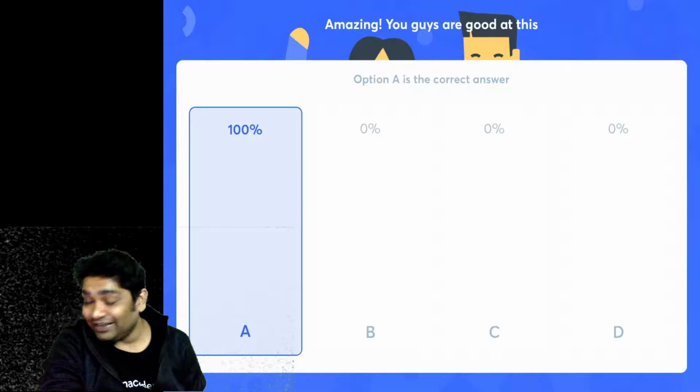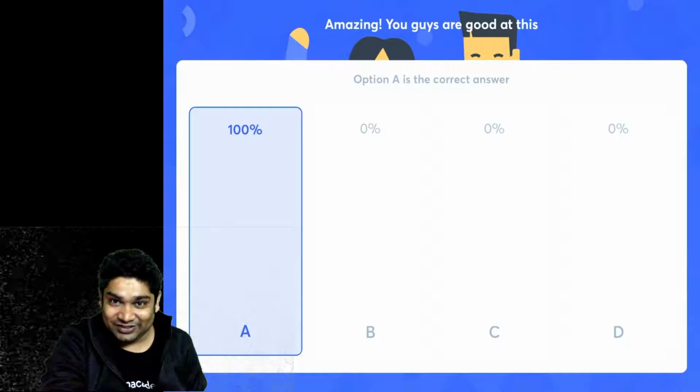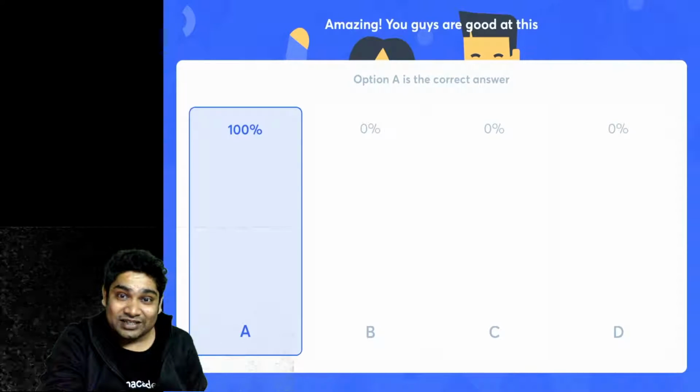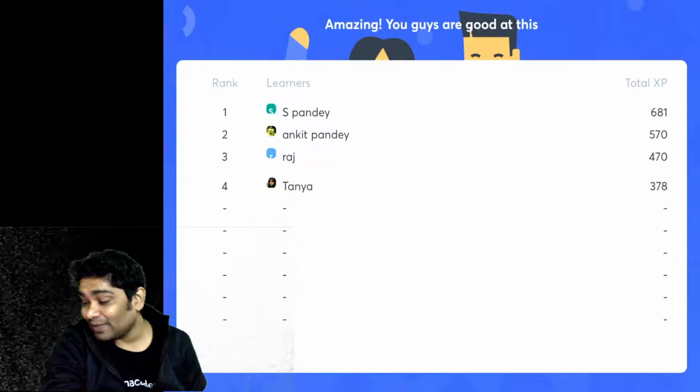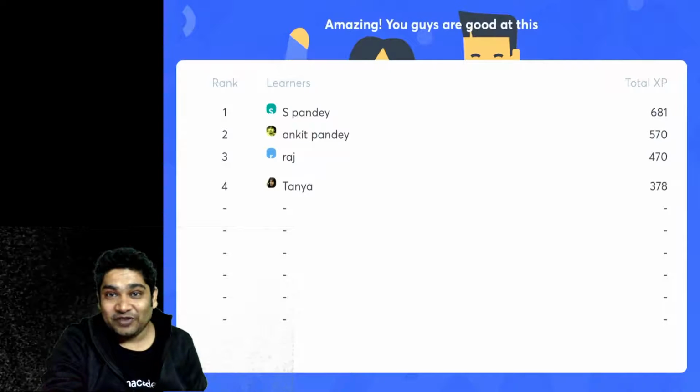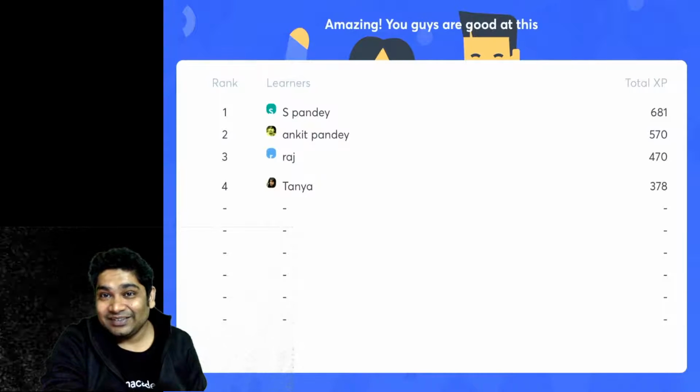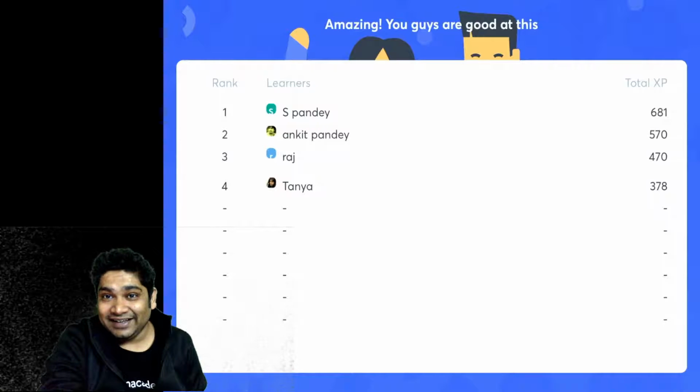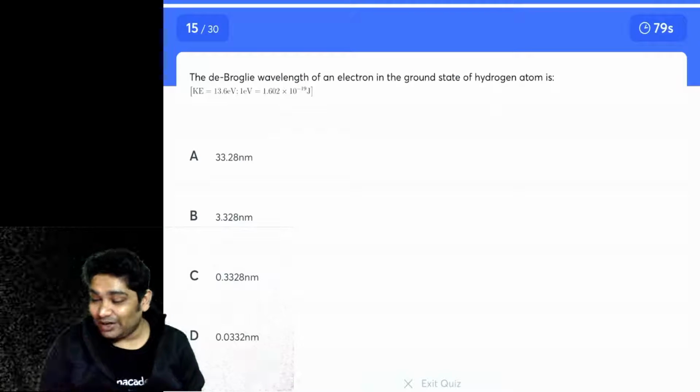Very nicely done. 100% correct answers. Yes, this was a trick question. The cutoff voltage does not depend on the intensity. It depends on the frequency. Very nicely done, people. So S. Pandey is still in the lead, followed by Ankit Pandey. All right, moving on to the next question.